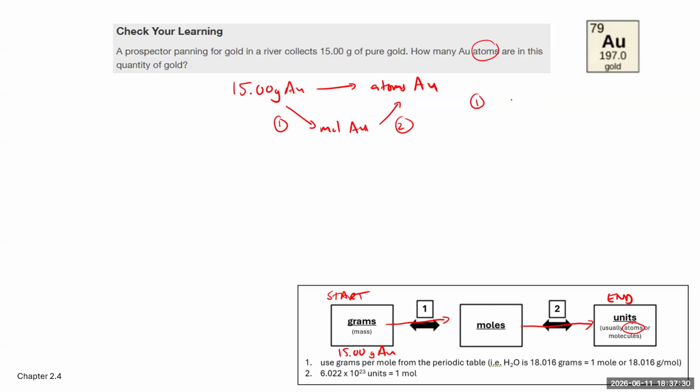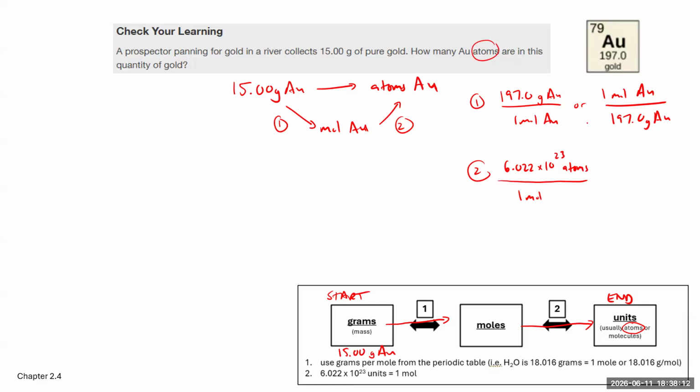Let's do the fractions for conversion 1. 197.0 grams of gold over 1 mole of gold. Remember, anything grams to moles, periodic table. Moles of Au to 197.0 grams of Au. All right, second one, it says use 6.022 times 10 to the 23rd units. We'll call it atoms this time, right? So 6.022 times 10 to the 23rd atoms is 1 mole.